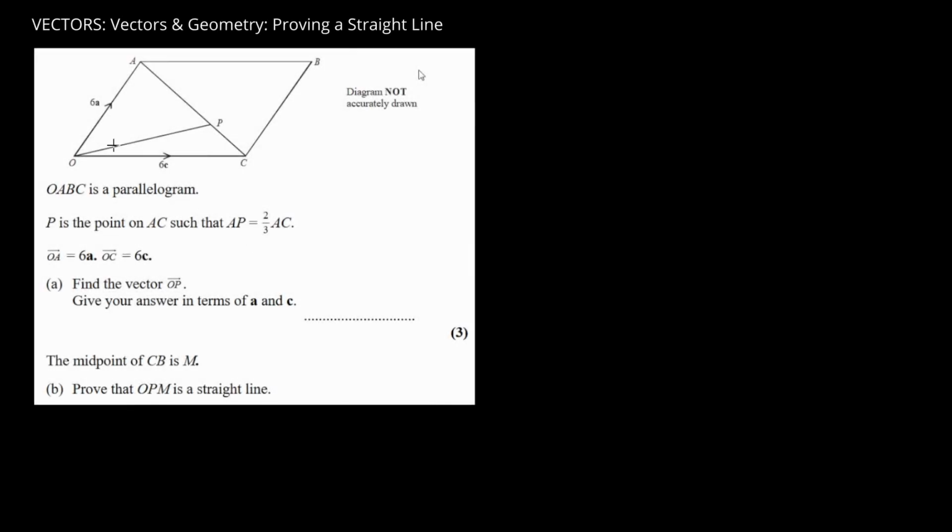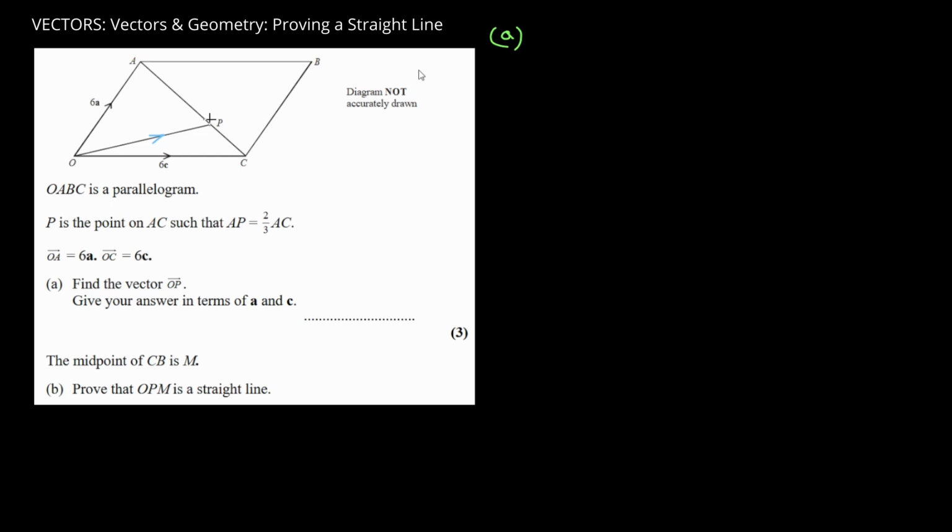Here's another vector question. We've got a parallelogram. We're told that P is on AC such that the AP distance is 2/3 of the whole lot. We're given the fact OA is 6A and OC is 6C, so everything will be in terms of vector A and vector C. They want us to find OP, which is this guy here.